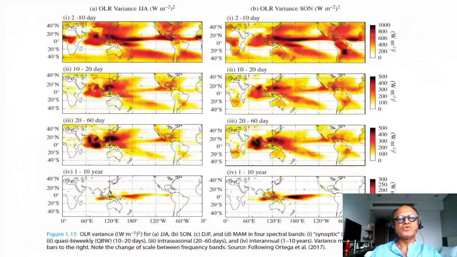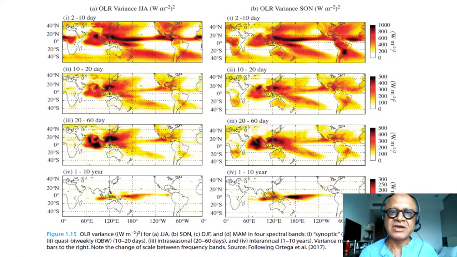Let's jump right into the various time scales we see in the tropics. This is easier seen with the variance in OLR, the outgoing longwave radiation, because it is a measure of the convective activity, as we said before. And it captures these time scales that are from 2 to 10 days, which is the weather time scale, commonly referred to as synoptic time scales.